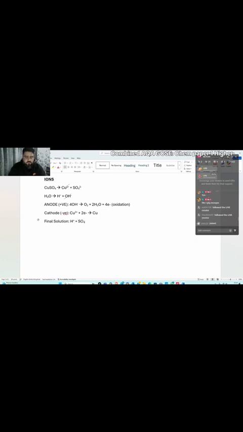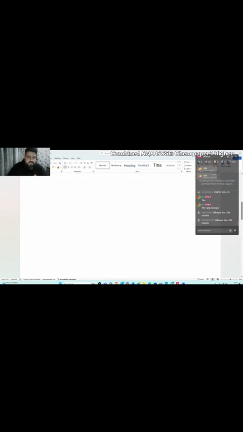SO4 2-, and that's going to make H2SO4, which is pH 1 because it is an acid. Acidic. And that is the final part of how to carry out and understand electrolysis.